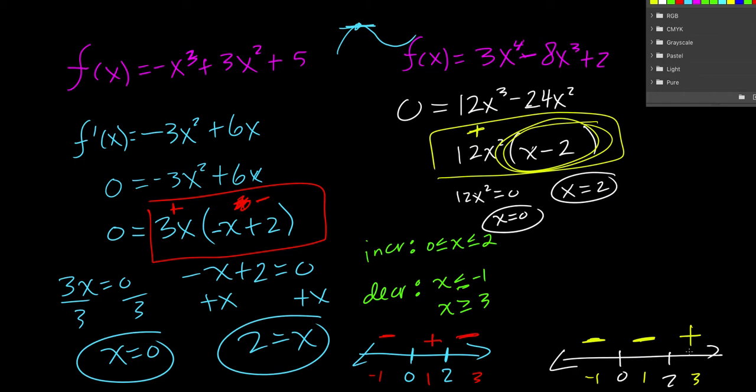And so if we're talking about increasing, it's going to be x greater than or equal to 2. And decreasing, it's going to be x is less than or equal to 2.